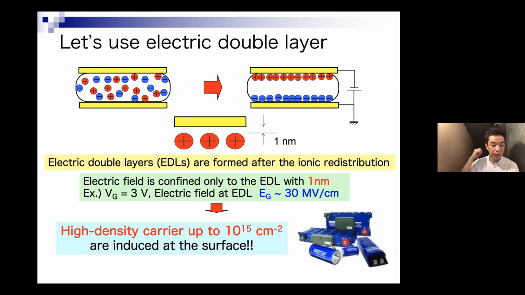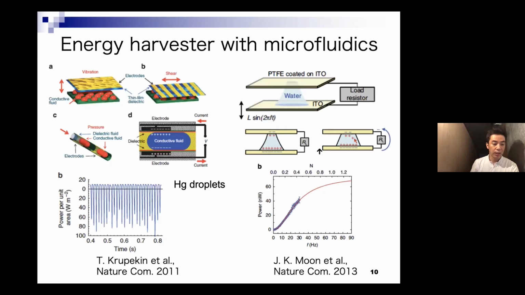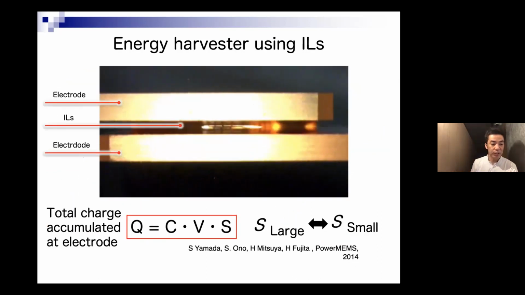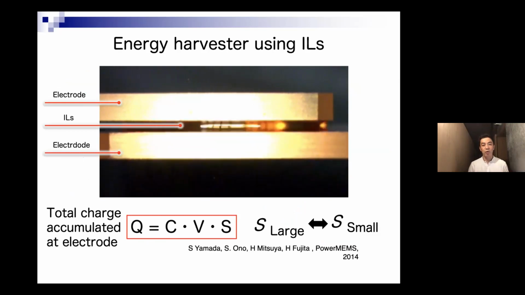So we are going to use this electric double layer in between the electrode and the electrode. Several works have been done using mercury droplets or water. But of course, it is needless to say that with these materials, the capacitance of the electric double layer is not enough. So instead of mercury or water, we are going to use ionic liquid.